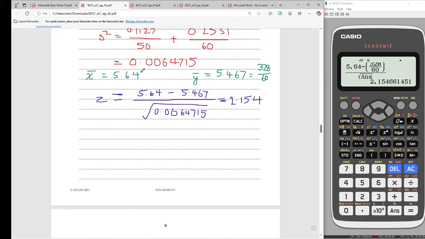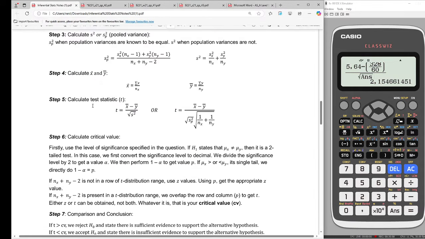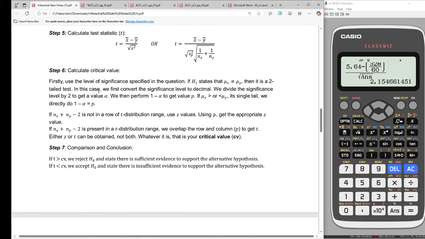Now we need to calculate the critical value. Over here it states basically the same thing. For the level of significance, we divide the significance level by 2 for a two-tailed test, and we perform 1 minus alpha. For a single tail test we just do 1 minus alpha directly. This is just a repeated statement, but it still applies here. And for degrees of freedom, we've checked that nx plus ny minus 2 is not in the rows of the t distribution, so we're going to use z values only, and using p get the appropriate value.